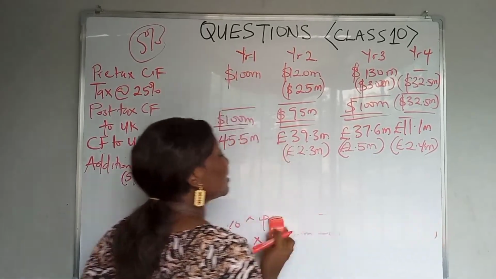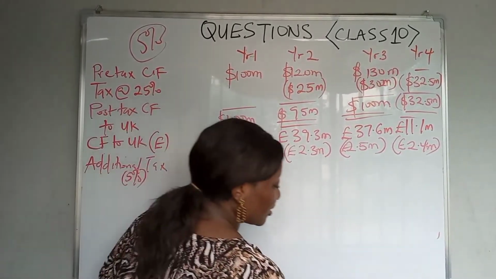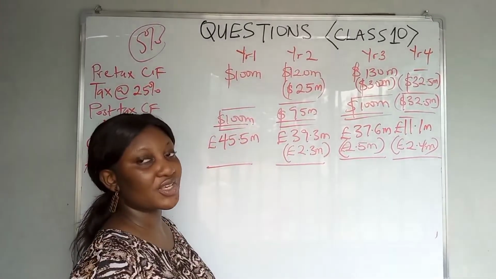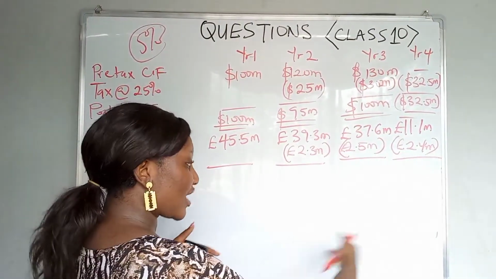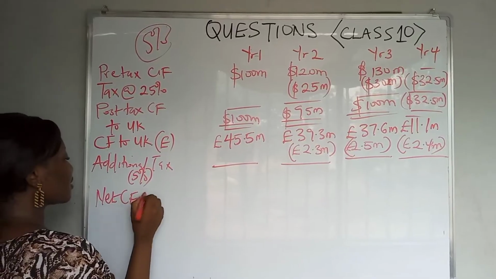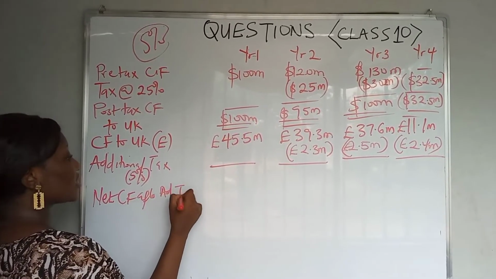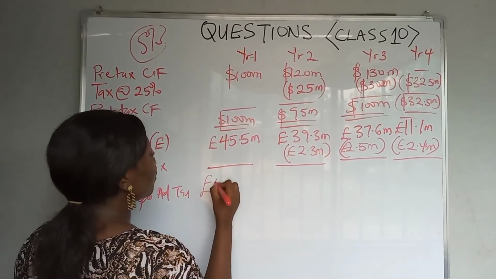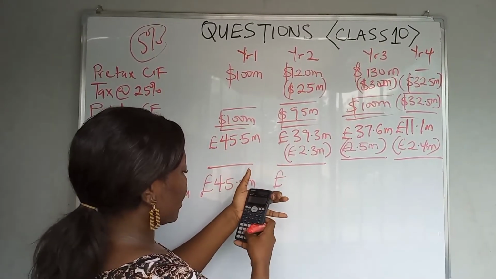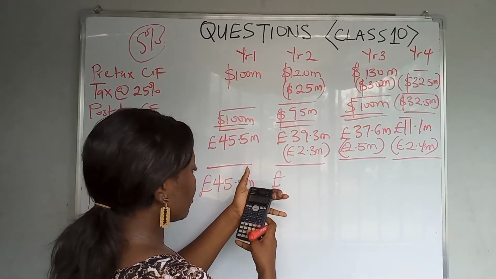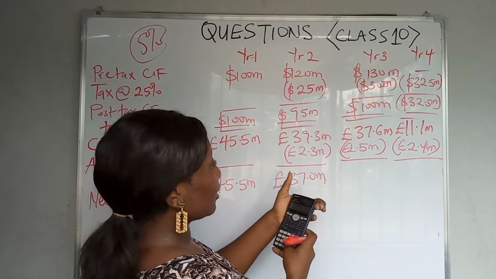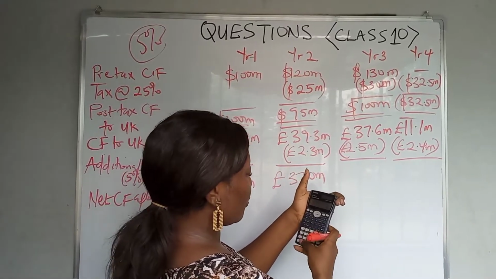So you now have your net cash flows. It's now that one you will discount. When you discount it, you have your present values. They didn't say you should calculate the net present value, so you don't need to. So you have your net cash flows after additional tax, if you like, write that story. Here you have 45.5 million. That's 39.3 minus 2.3. You have 37 million. You have 37.6 minus 2.5.